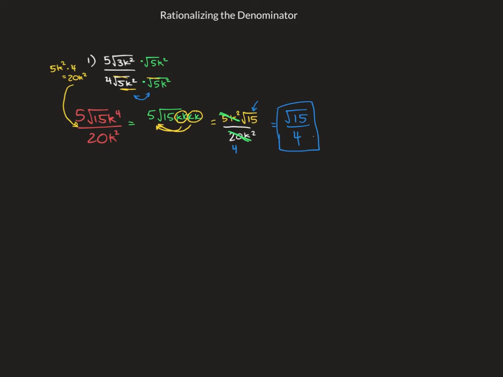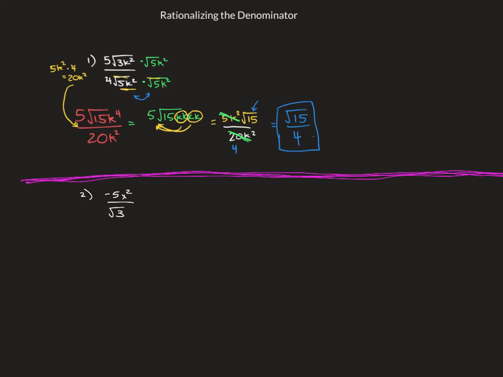Now we'll look at one more example. So here's the second example. We have minus 5x squared divided by square root of 3. Now our first step would be to rationalize the denominator. So we would basically just multiply by whatever root is in our denominator. And whatever we do to our denominator, we have to do to our numerator. So we're multiplying by square root of 3 to both.